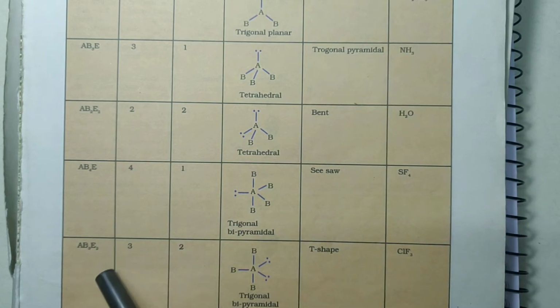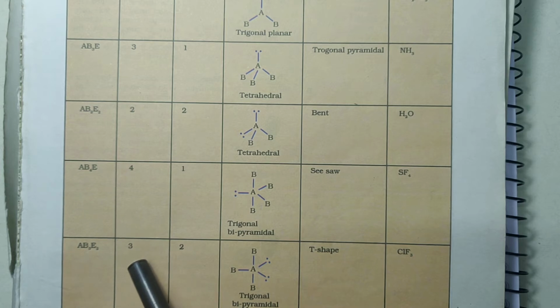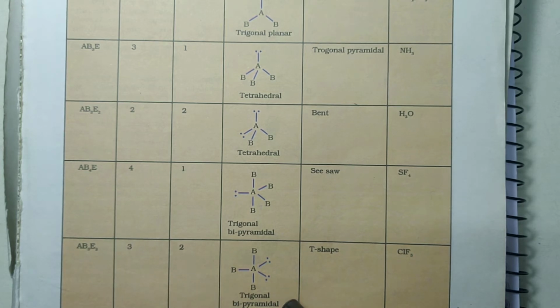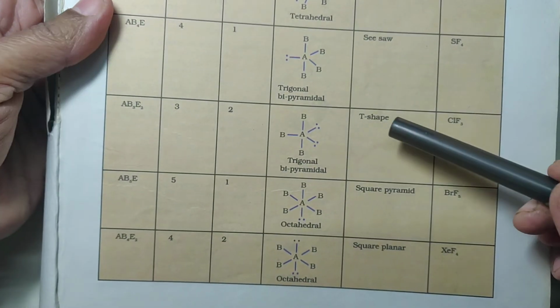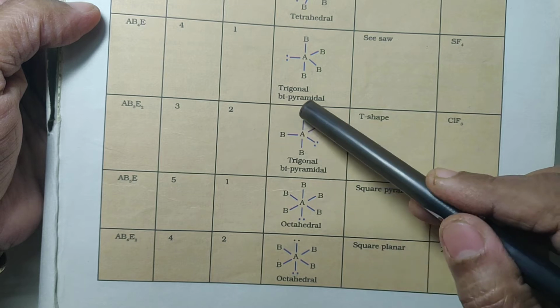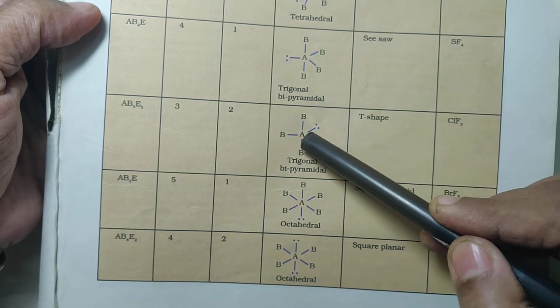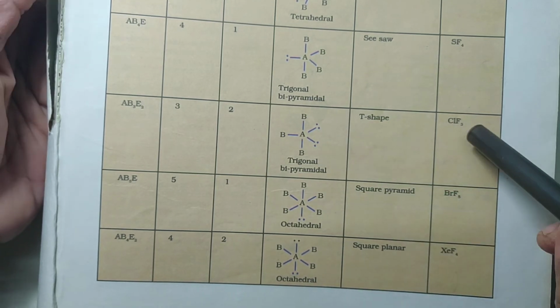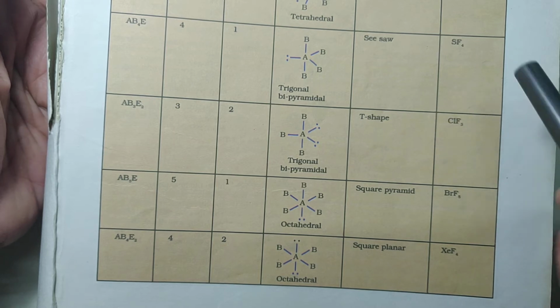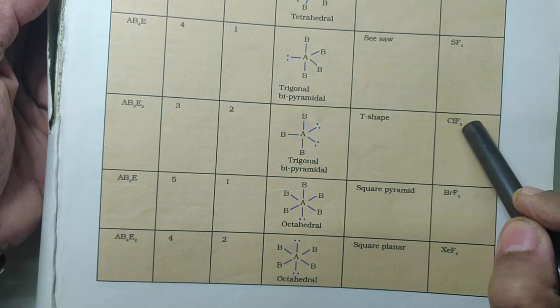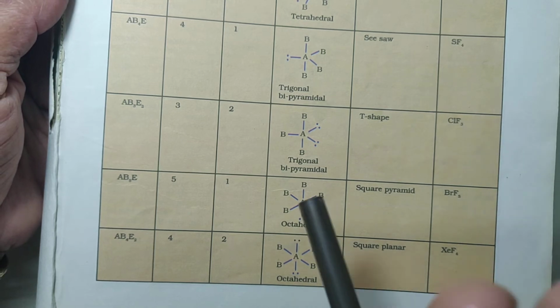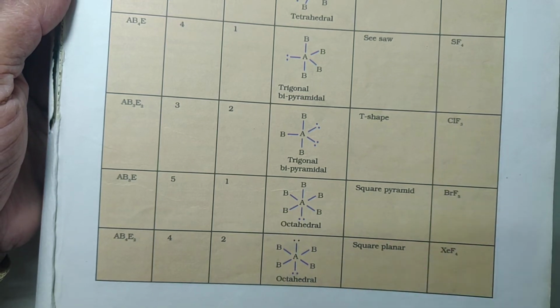And then AB3E2, 3 bond pairs and 2 lone pairs, and this is again trigonal bipyramidal, and the shape is T shape. You just see here AB, B, is it not? This is like that of a T. And the example is ClF3. Cl is having 7 valence electrons. Out of the 7, 3 are in the bonded state. The rest 4 are in the form of 2 lone pairs.